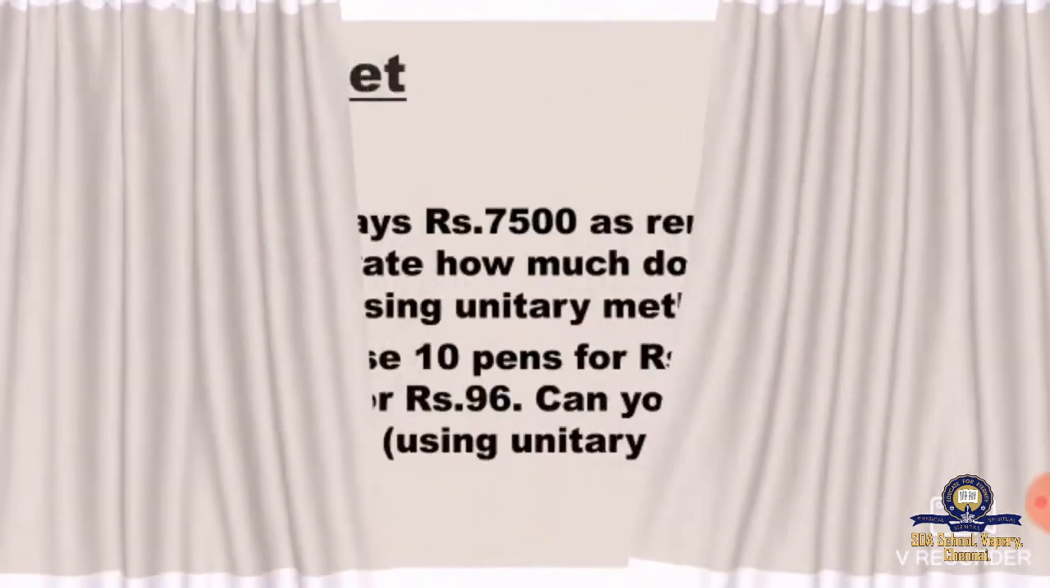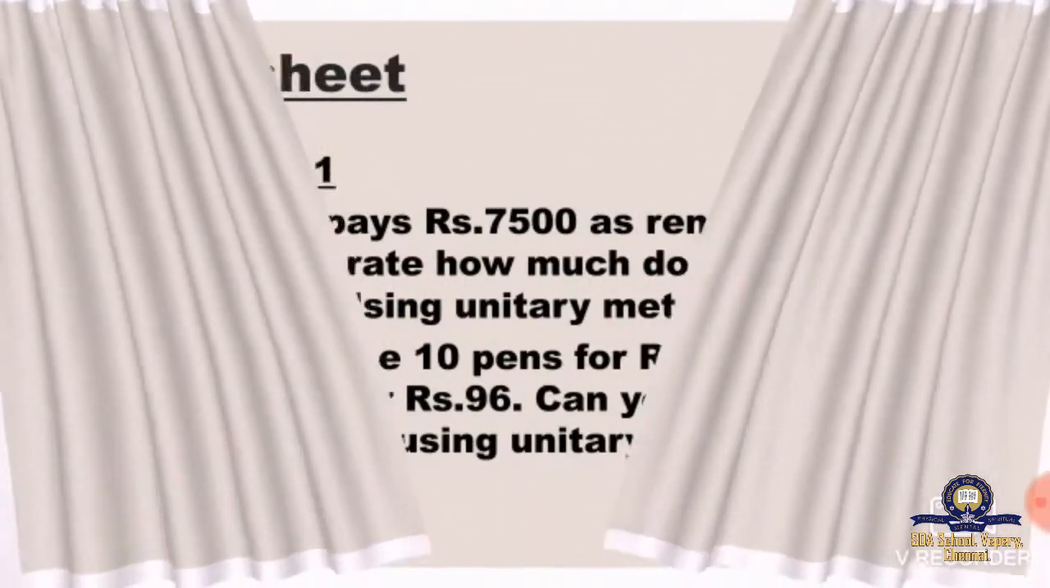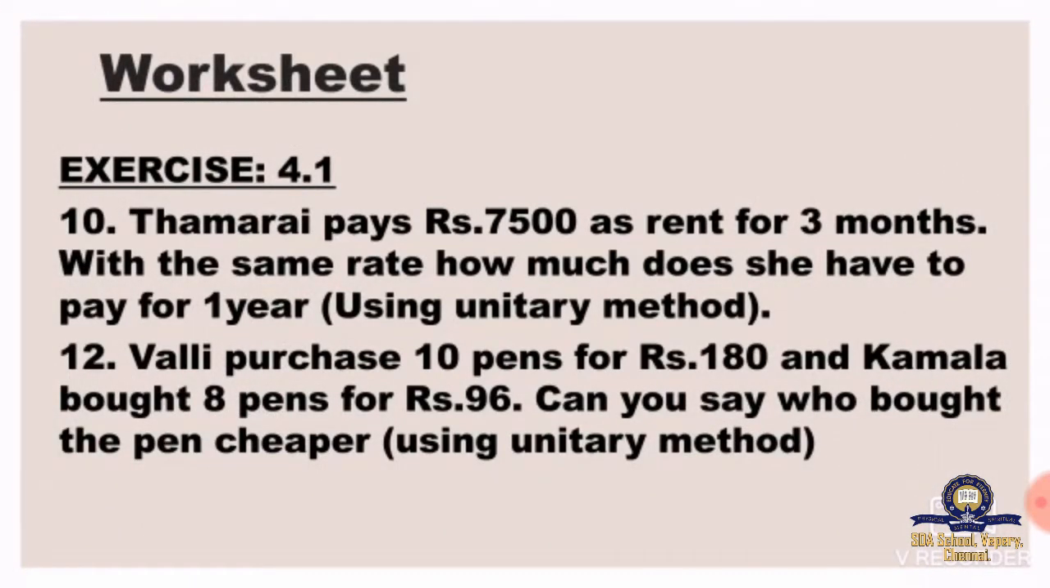Now here are some problems from your worksheet, exercise 4.1. The first problem is: Thamari pays rupees 7,500 as rent for 3 months. At the same rate, how much does she have to pay for 1 year? This problem is solved by using the unitary method. So first, you need to write that for rupees 7,500 she pays for 3 months. At the same rate, how much does she have to pay for 1 year? So when we calculate for 1 month, then we are able to calculate for 1 year, because 1 year is equal to 12 months.